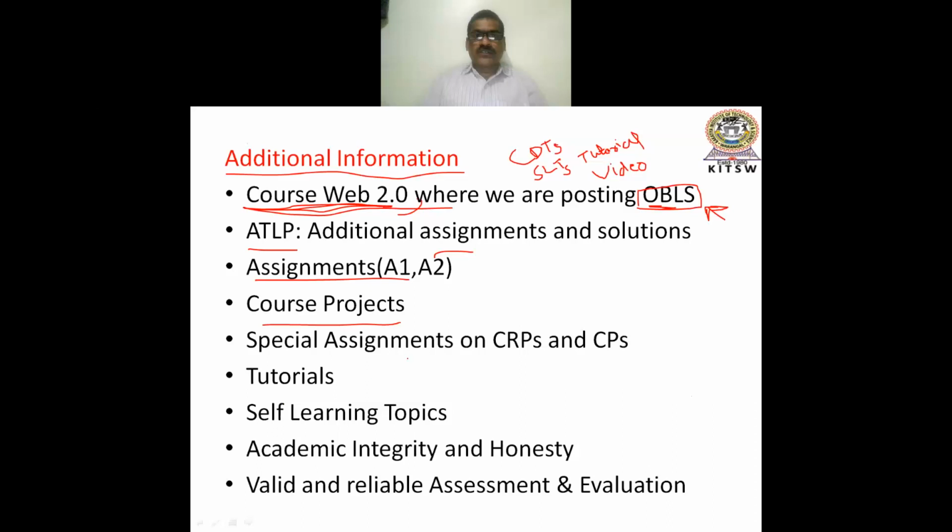There are also special assignments: one special assignment on the course research paper, CRP, and one on the course patent, CP, which will be uploaded in the course web. You are requested to submit all these four assignments, A1, A2, the special assignment on CRP, and the special assignment on CP, each of which carries 10 marks.